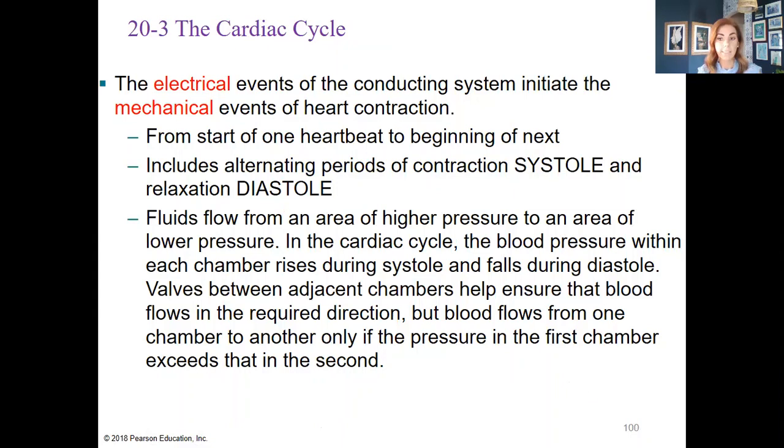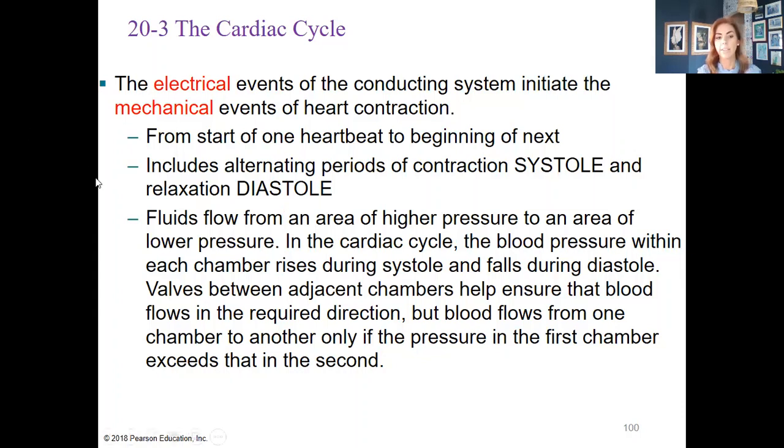Okay, so again, as I stated from the very beginning, electricity was our key word. And we have to start with the electrical events of the conducting system in order to get the mechanical events of the actual heart contraction. So remember I said systole means that we're contracting. Diastole means that we're relaxing.